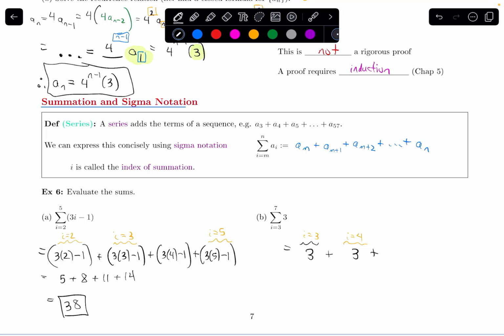Then I plug in 5 for i, and I get 3. Then I plug in 6 for i, and I get 3. I end when I reach the number at the top, which I'm now at. I'm plugging in 7 for i, and again, I get 3. If I add these together, there are 5 of these 3s, so that adds to 15. And that's my value. So this is what this sigma notation means. It's a shorthand way to express these sums.